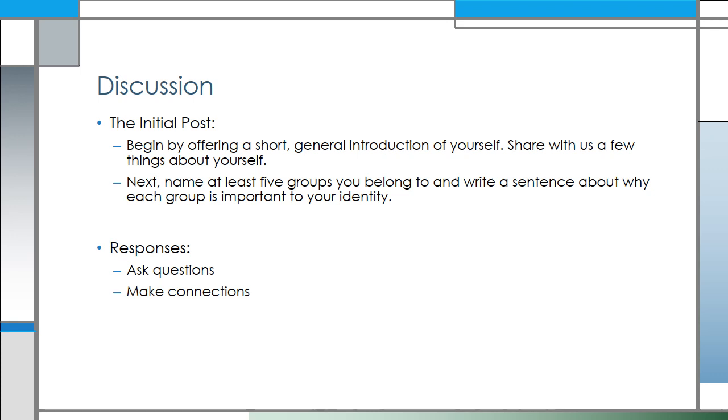through your discussion posts. So the initial post by Wednesday will be an introduction to who you are. That serves 2 purposes. First, it's a good icebreaker to help everyone get to know you. Second, it helps you start brainstorming for the identity narrative that we're going to be writing throughout this unit.